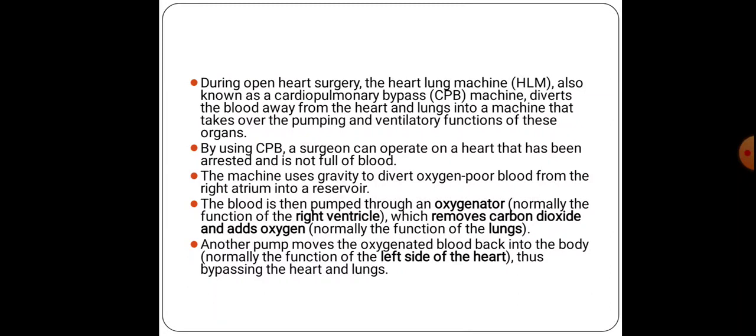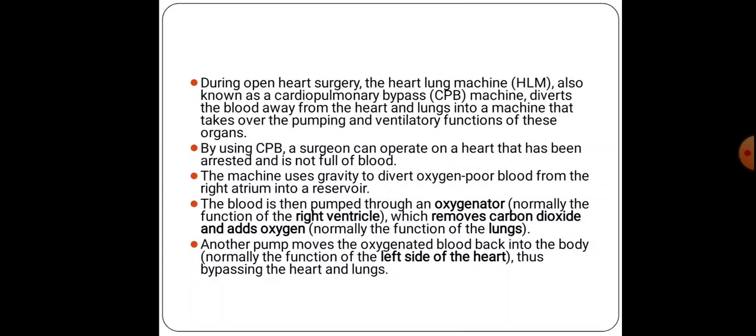So where are we using this heart-lung machine? It is mainly used during open heart surgery. During open heart surgery, the heart-lung machine, which is also called the cardiopulmonary bypass, is used because with its help we temporarily stop the function of the normal heart and lung. That is called cardiopulmonary bypass. Cardio means heart, pulmonary means lung, and bypass means we bypass that function, stopping it temporarily.